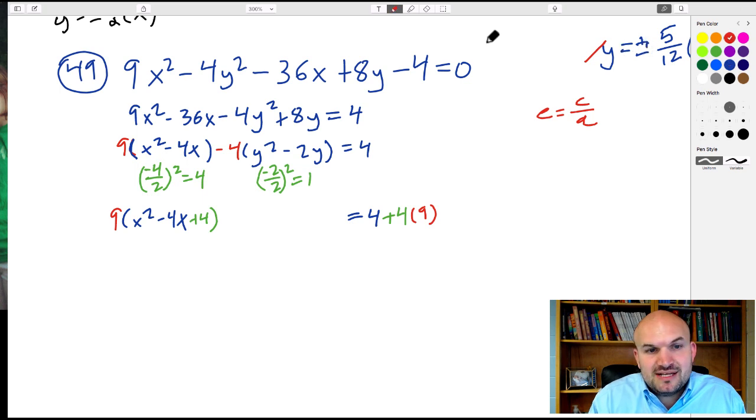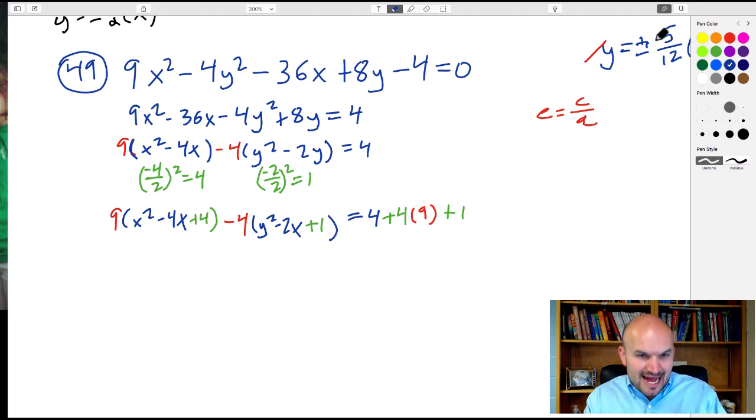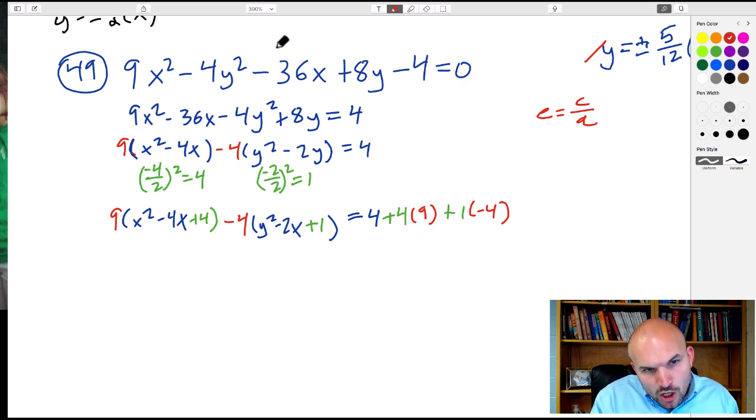So then we have a minus 4 times y squared minus 2y, and now I'm going to add a 1. Since I'm adding a 1 on the left side, I need to make sure I add a 1 on the right side. However, you notice that we're not just adding a 1 on the left side, we're adding a 1 that's being multiplied by a negative 4. So therefore, I need to multiply this 1 by a negative 4. And again, you see here 4 plus negative 4, those go to 0, and this equals 36.